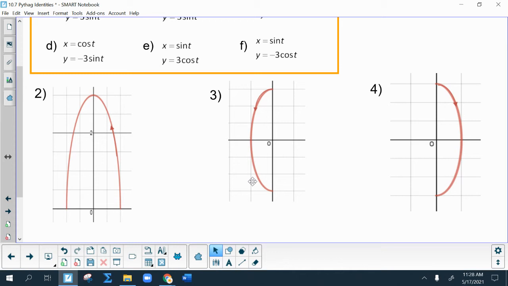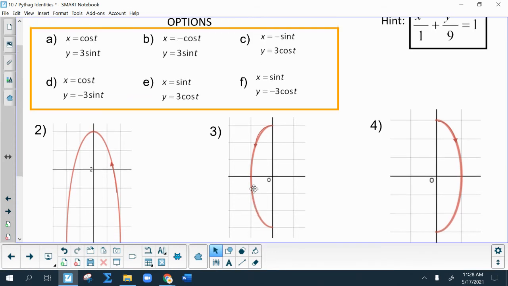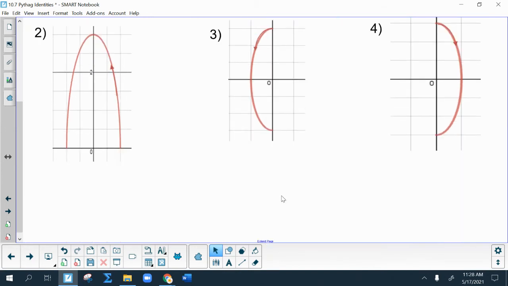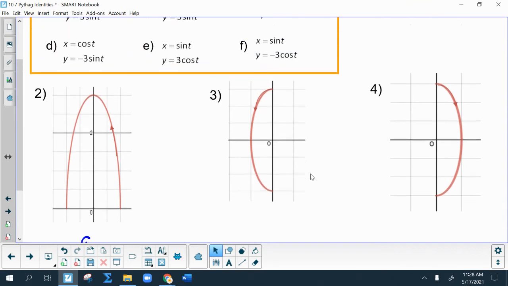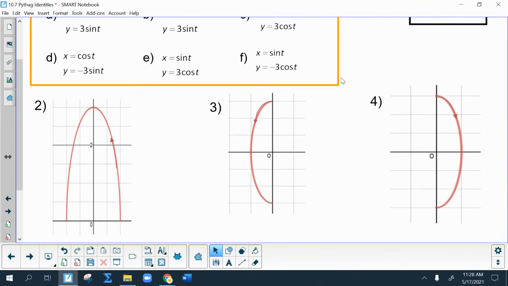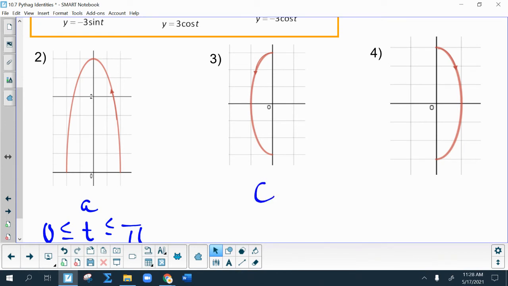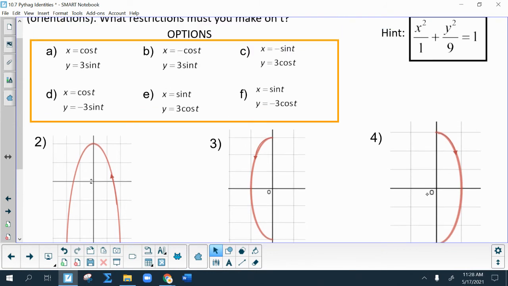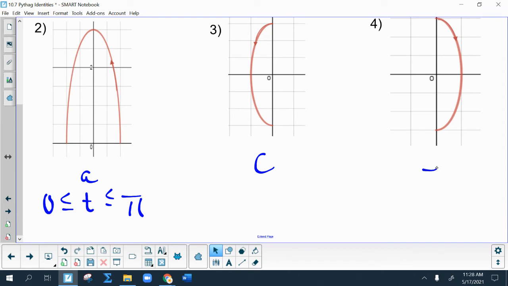I'm now going to tell you what the answers are. Number 2 goes with A, and its time bounds would be from 0 to pi. Number 3 goes with C. And then number 4 goes with E. So it's A, C, E. Write those down, maybe even copy them down. And if you don't understand, ask me the next time I see you in class to go over this in particular.